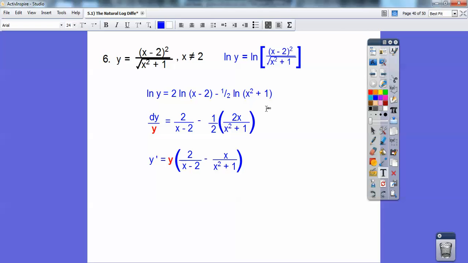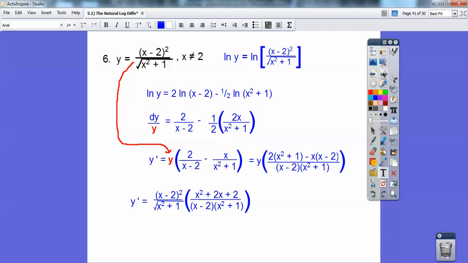All right, now what I'm going to do is clean this up. I'm going to get a common denominator right here. So I'm going to multiply this fraction by x squared plus 1 over x squared plus 1, and this one by x minus 2 over x minus 2. I'm going to slide that right over there. And then this y right here, I'm going to go ahead and substitute this. This is y right here. I'm going to put this y in for that y right there. All right, so that's what I get right there. Okay, and there I am combining and all that stuff. So I get to that stage, and so I'm going to show this part on the next slide right here.